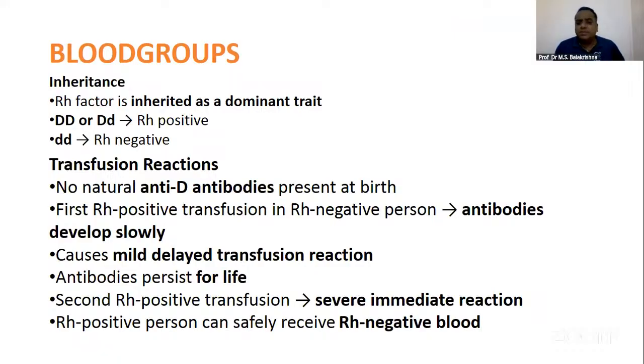Coming to blood grouping, you should do matching and cross matching because you are doing blood transfusion. No natural anti-D antibodies are present at birth. Then, with the first Rh positive transfusion in an Rh negative person, antibodies develop slowly. Over a period of time, there is a mild delayed transfusion reaction, and antibodies persist for life. Then the second time an Rh positive transfusion happens, a severe immediate reaction occurs. So this is what is being explained as erythroblastosis fetalis.